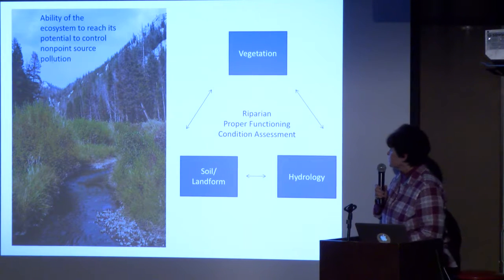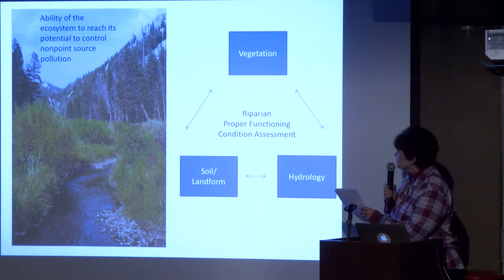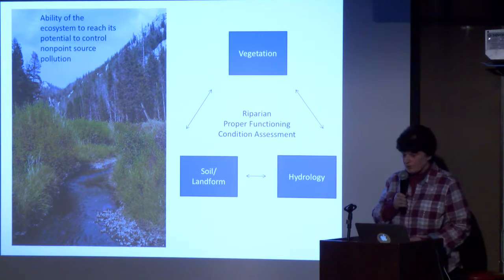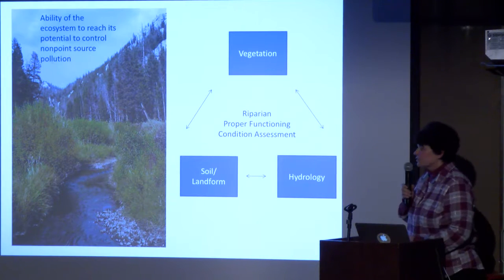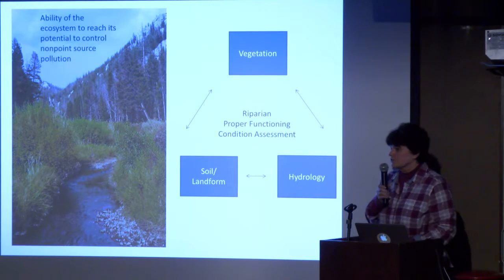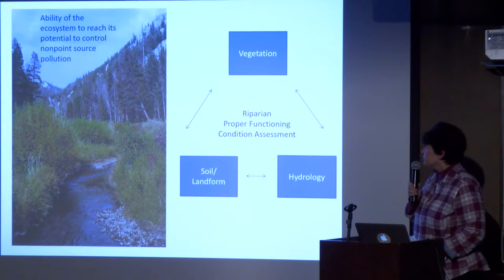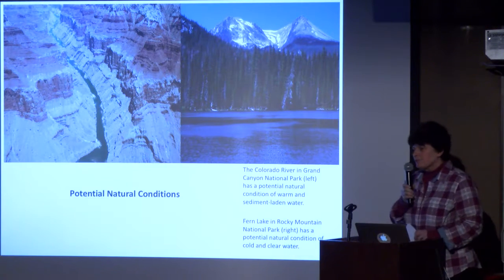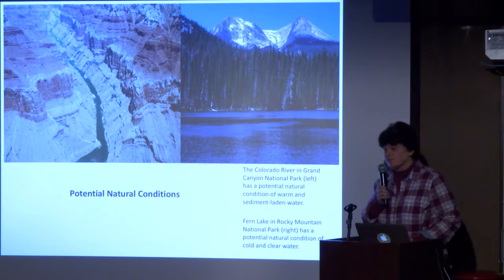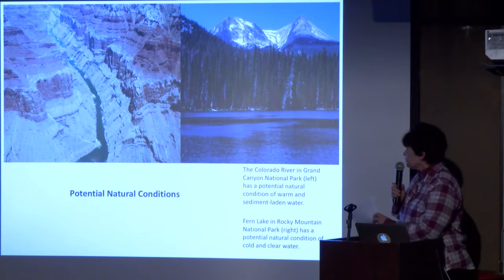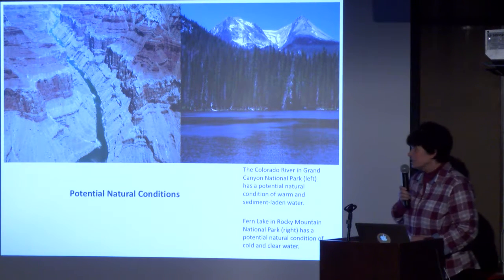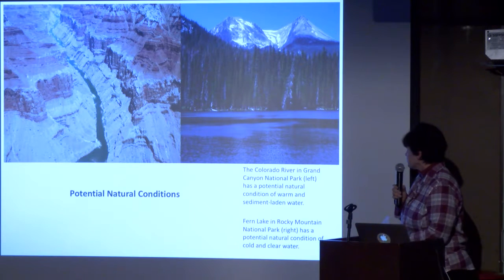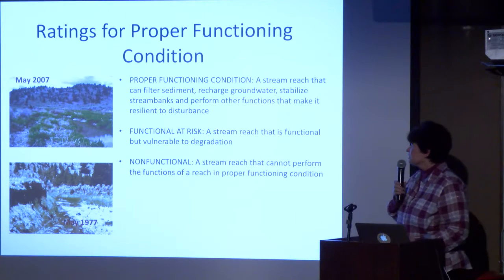Riparian proper functioning condition assessment looks at the ability of the ecosystem to reach its potential to control non-point source pollution, and it includes information on three components: vegetation, soil and landform, and hydrology. It's important to consider the context of potential natural conditions. So we see here in the Colorado River and the Grand Canyon, its natural condition is warm and sediment laden. In the high mountains, a lake is cold and clear water.